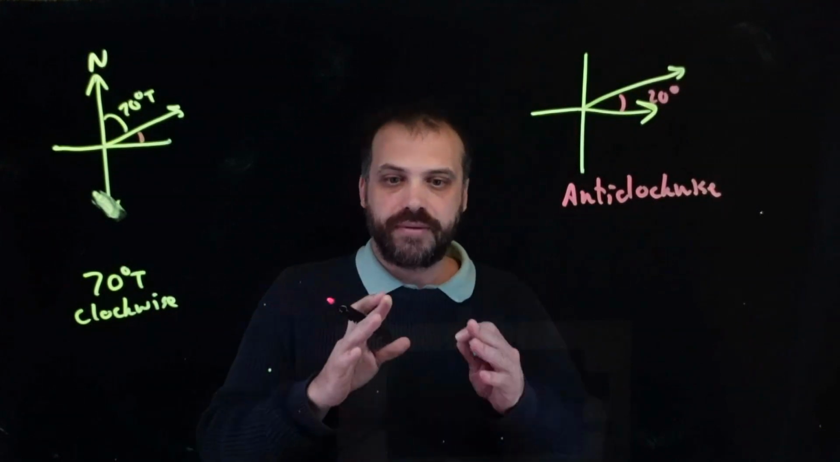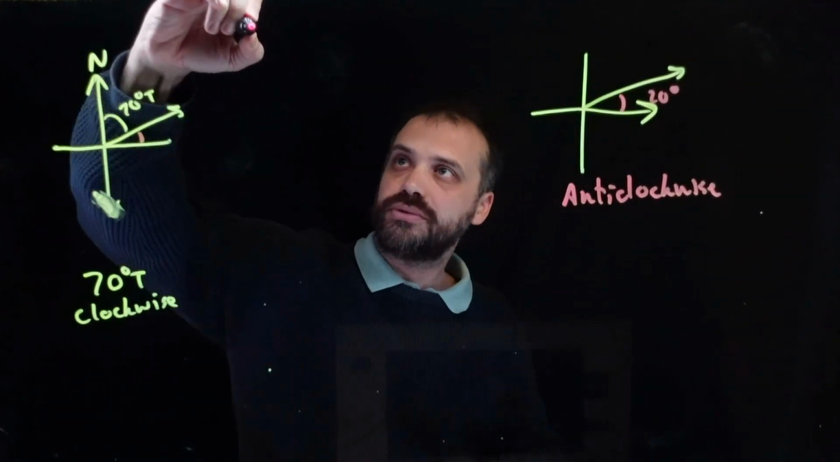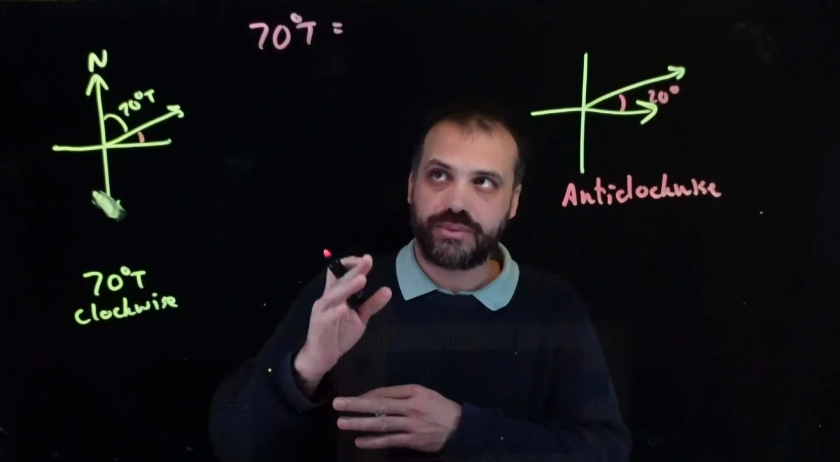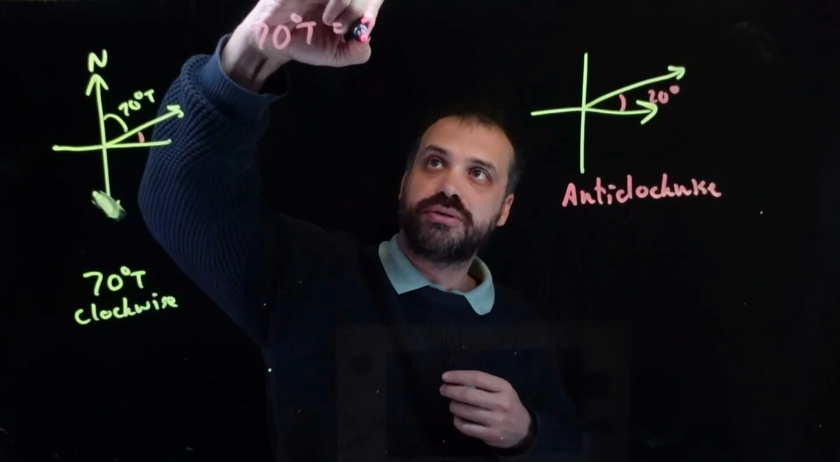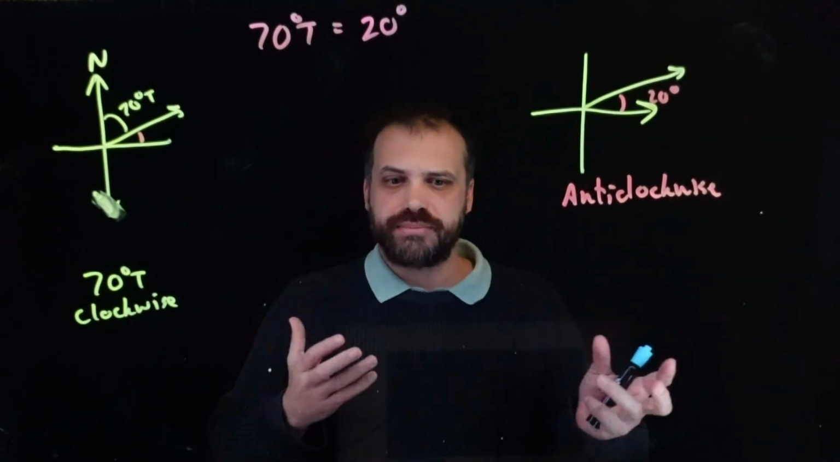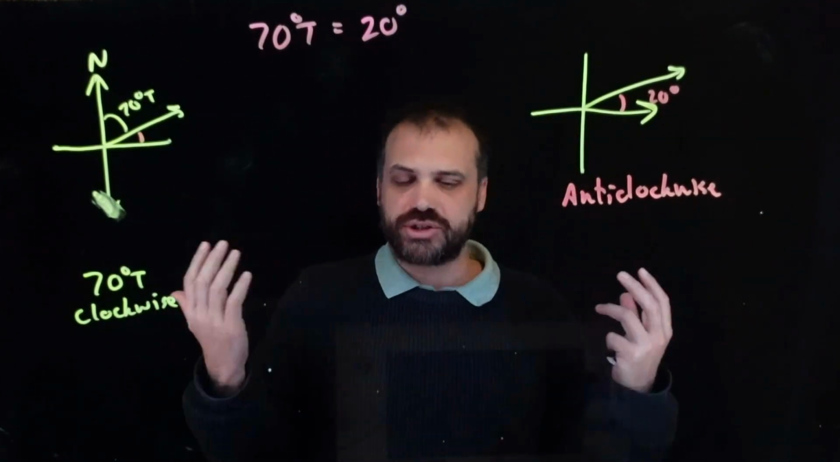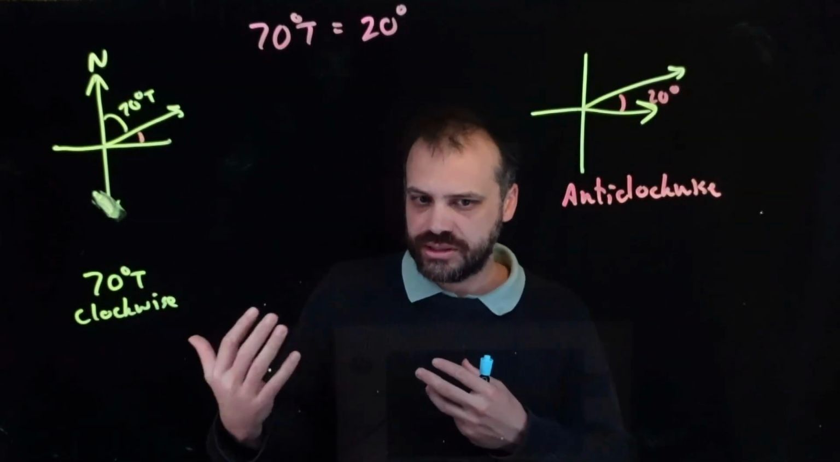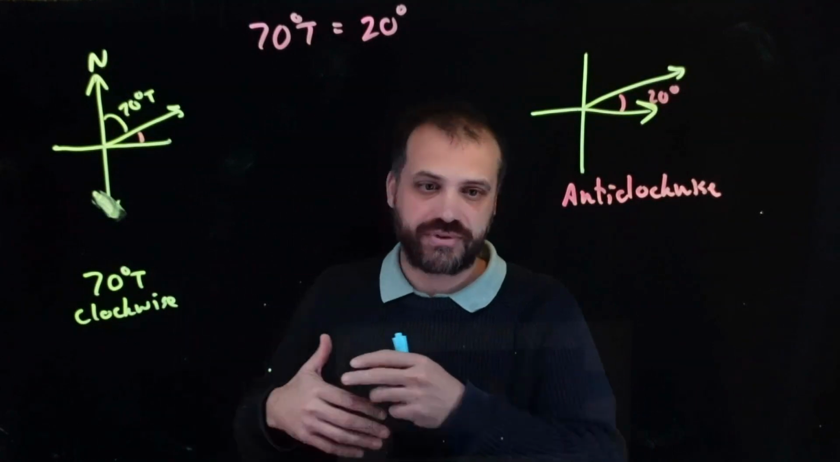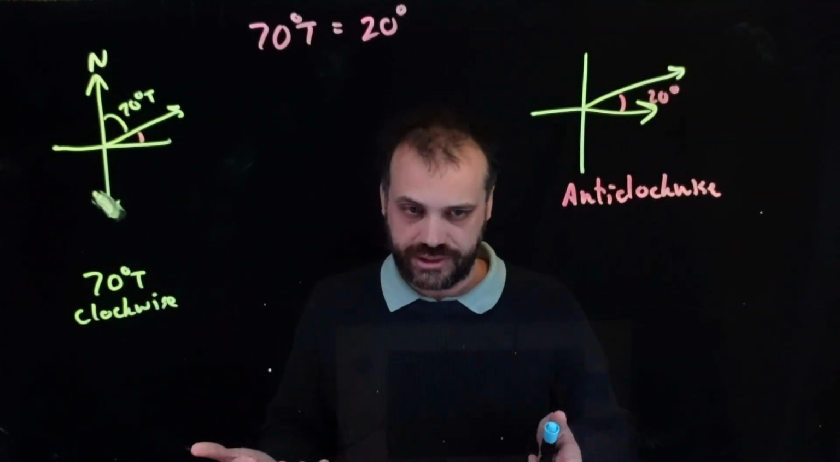All right, so in the real world, 70 degrees true. In the math world, we would say that that's equivalent to 20 degrees. Oh, why the ambiguity? What's going on? Well, that's just how the world works, right? Maths is a language, and so languages have different ways of speaking about different things.